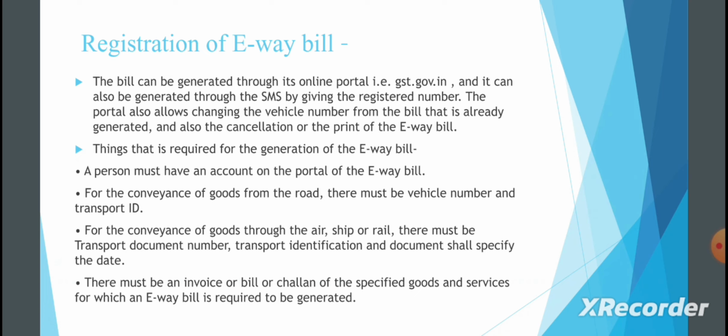Things that are required for the generation of the e-way bill. A person must have an account on the portal of the e-way bill. Second, for the conveyance of the goods by road, there must be a vehicle number and transport ID. For the conveyance of goods through air, ship, or rail, there must be a transport document number, transport identification, and the document shall specify the date. There must be an invoice or bill or challan of the specified goods and services for which an e-way bill is required to be generated.